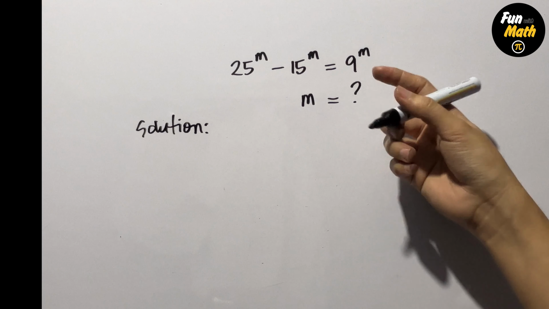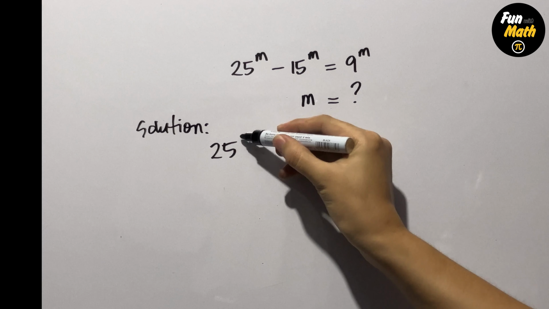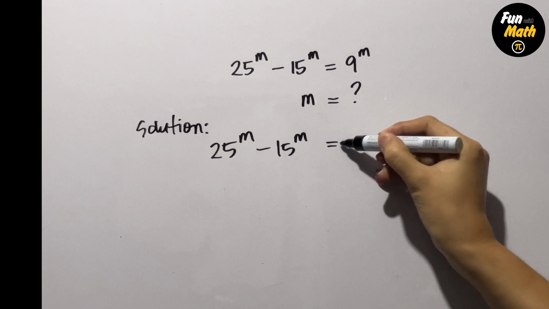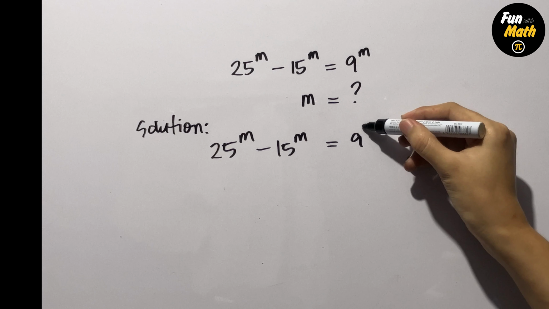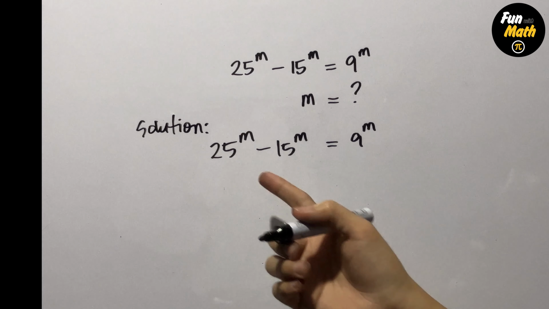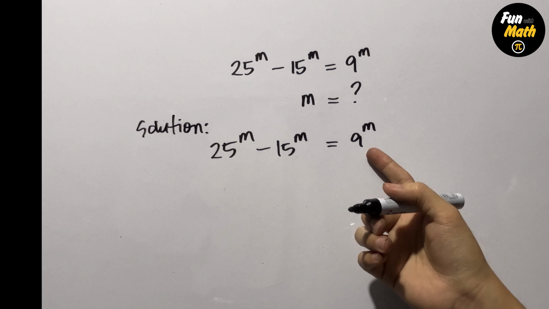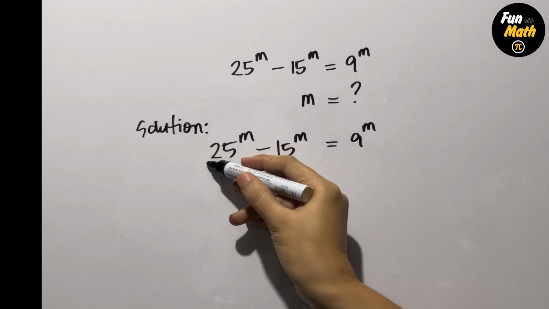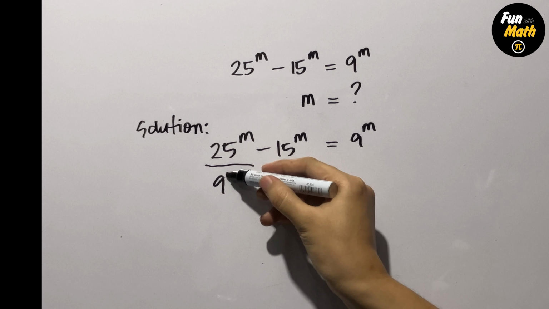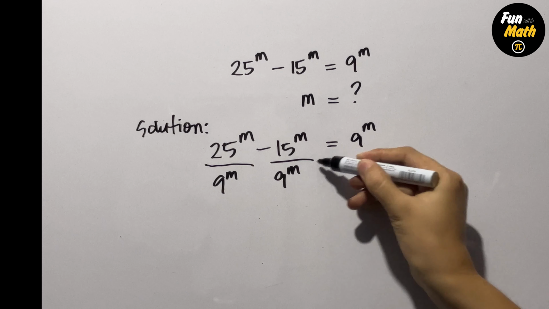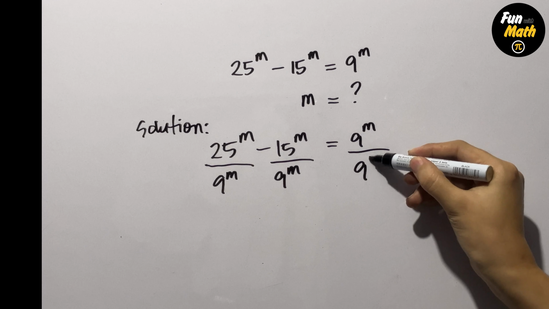Now, let's write down 25 to the power of m minus 15 to the power of m is equal to 9 to the power of m. Next, we are going to divide each term by 9 to the power of m. So this is 9 to the power of m divided by 9 to the power of m.